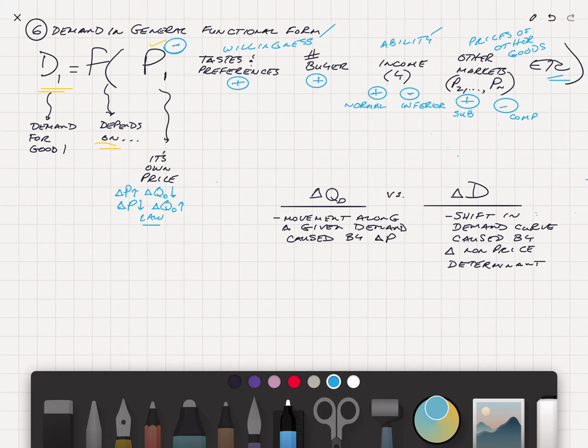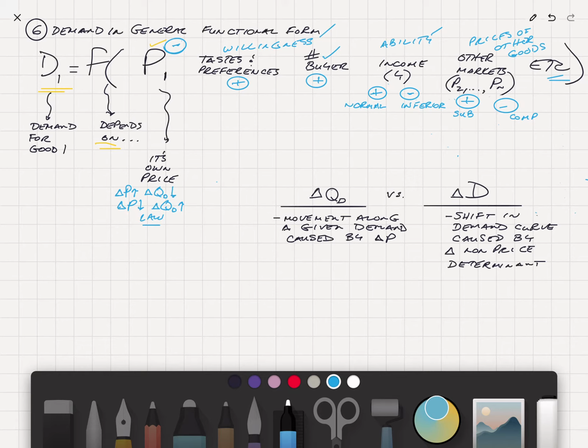The third one that we're going to look at is the number of buyers. Remember we said that the market demand is the sum of all individual demands. So if a new demander comes into the market, it would shift the demand curve out and to the right. If people leave the market, it will shift the demand curve back to the left.